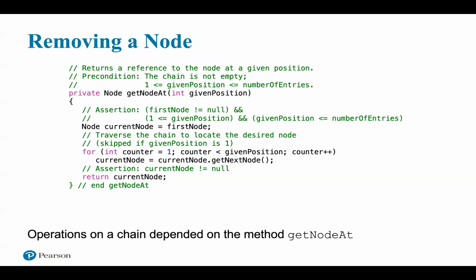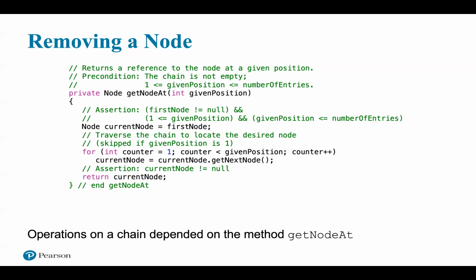To locate a particular node within a chain, we begin at the chain's first node and traverse the chain from one node to another. We know that firstNode contains a reference to the first node in the chain. That first node contains a reference to the second node in the chain. The second node contains a reference to the third, and so on. We can use a temporary variable currentNode to reference the nodes one at a time as we traverse the chain from the first node to the desired node. Initially, we set currentNode to firstNode so that it references the first node in the chain.